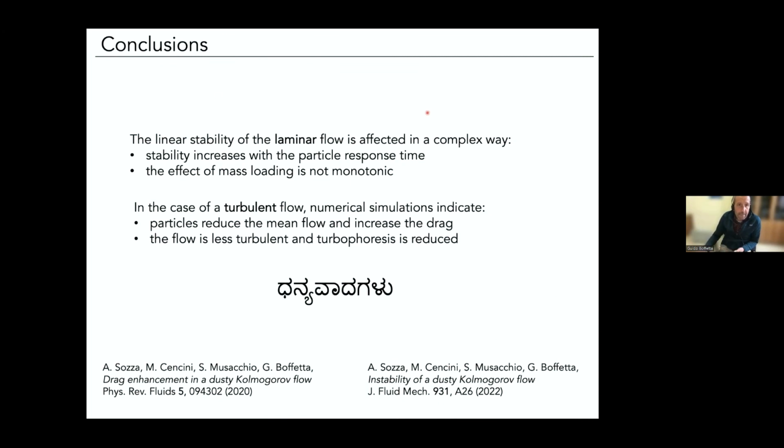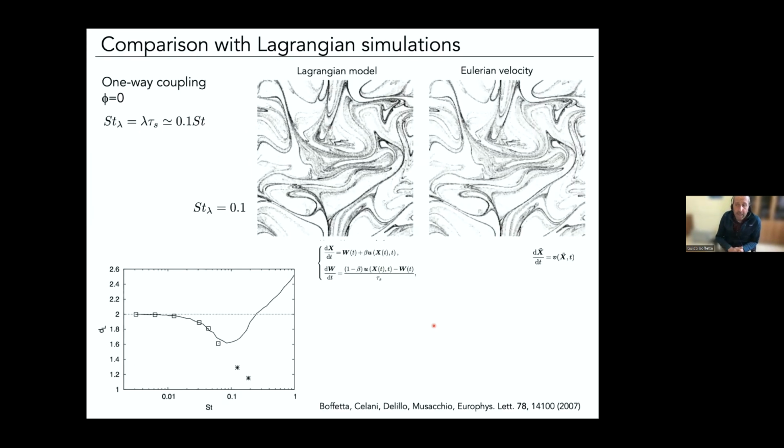I showed how inertial particles affect laminar and turbulent flow in the Kolmogorov flow. And if you want some more details, you can have a look at the two papers, one for the laminar, the other for the turbulent case. But because I had a question before from Ganesh, and we have some time, let me show you just another slide.